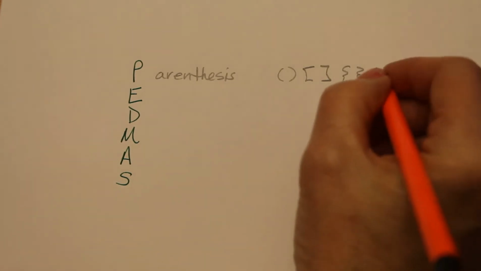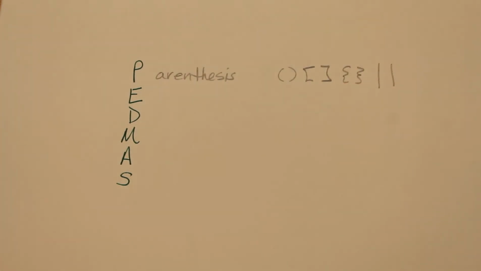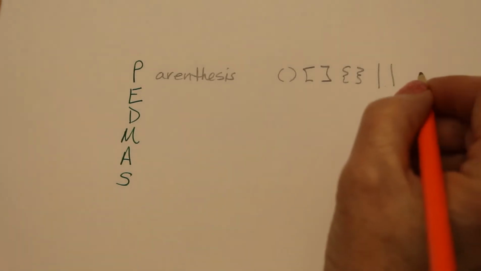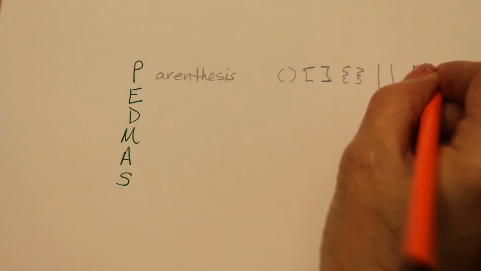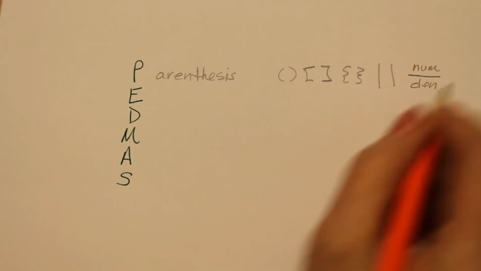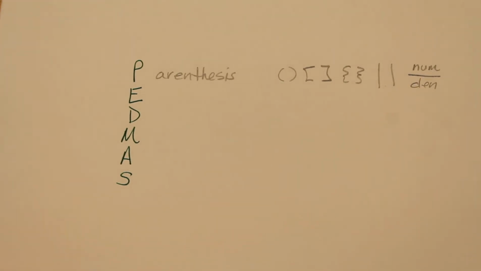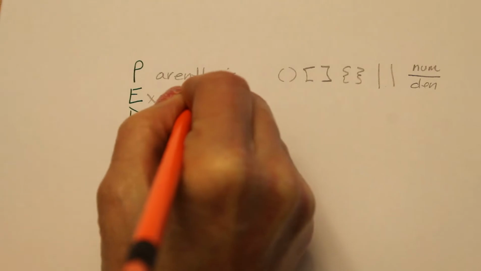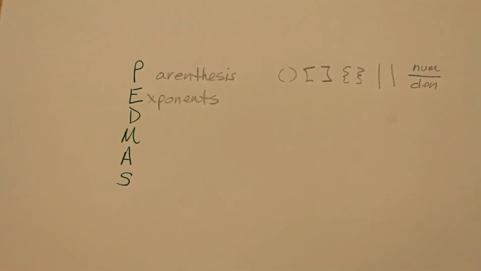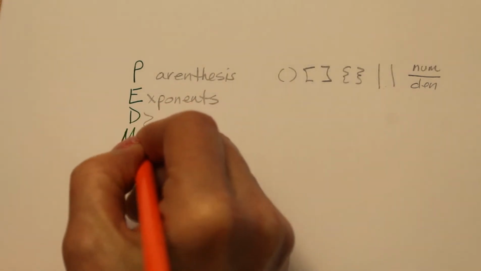And by the way, absolute value is kind of like a parenthesis in that you want to evaluate what's inside the absolute value first. And so is the division bar of a fraction. So you want to evaluate what's in the numerator, and then evaluate what's in the denominator. So these are kind of just natural grouping symbols. Once there are no more parentheses, then you do exponents. Evaluate your exponents.